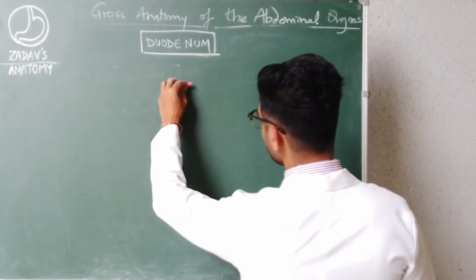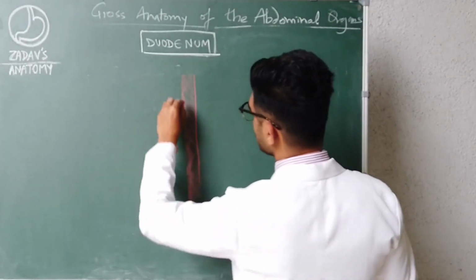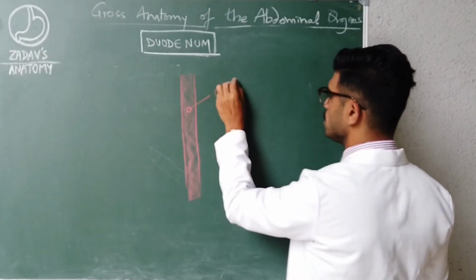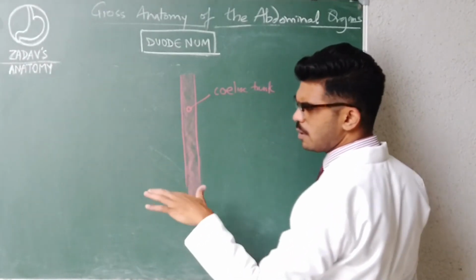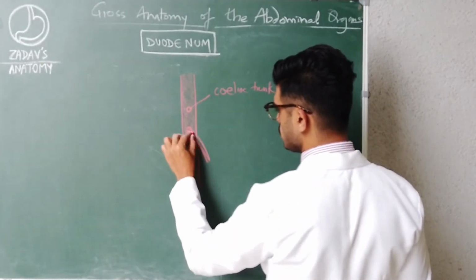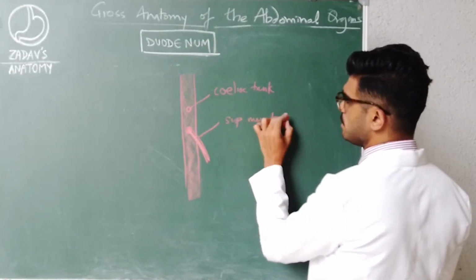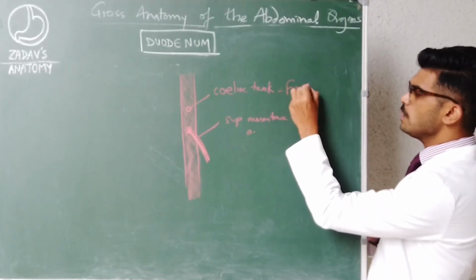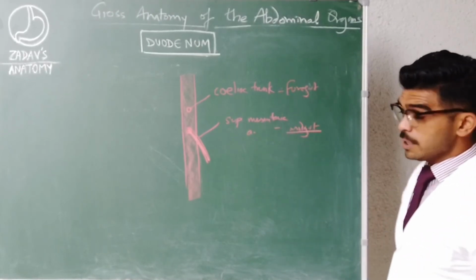Now I'm going to quickly just draw the descending abdominal aorta first. Somewhere at the level of T12, you had your celiac trunk, okay, and somewhere slightly below, around L1, L2, the level may vary slightly, you have what is known as the superior mesenteric artery. Okay, this is the artery of the foregut. This is the artery of the midgut.